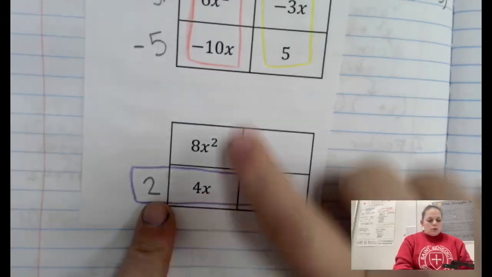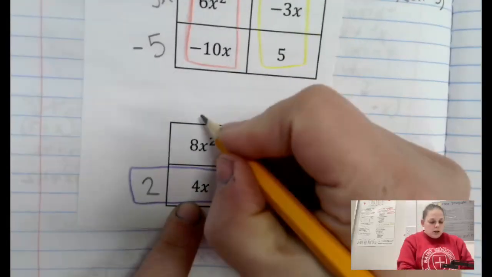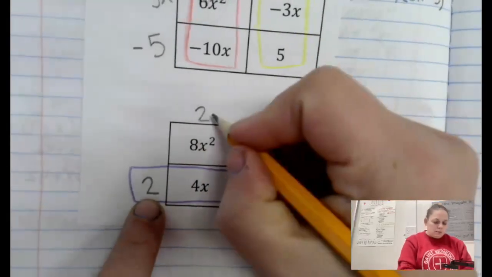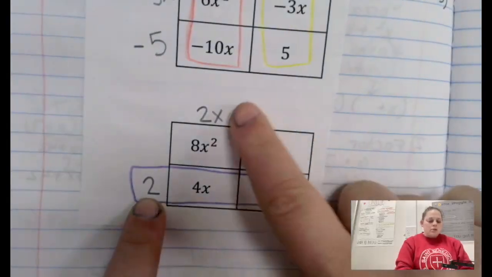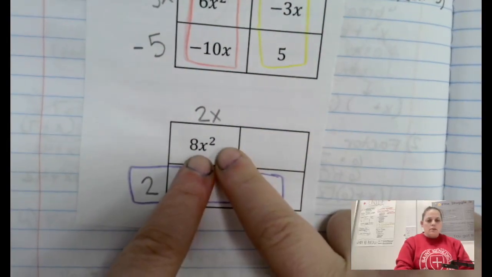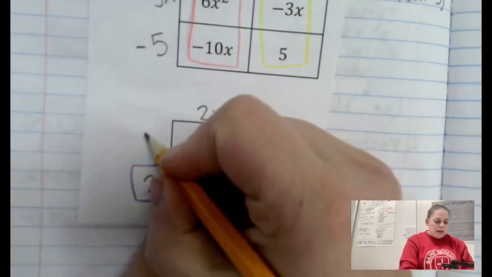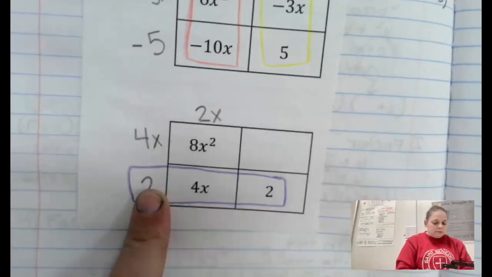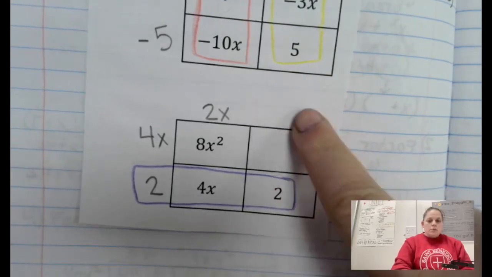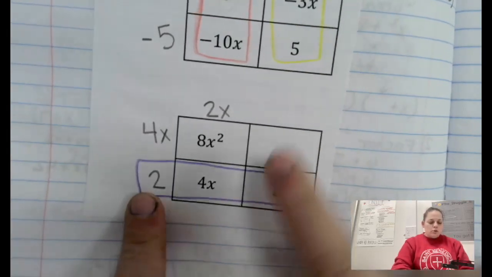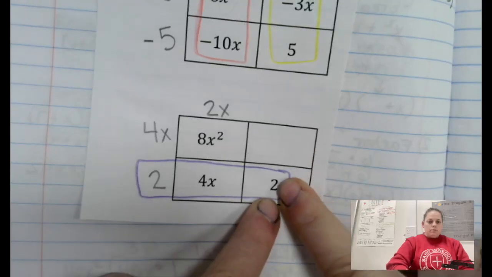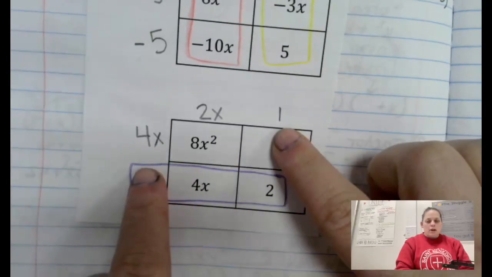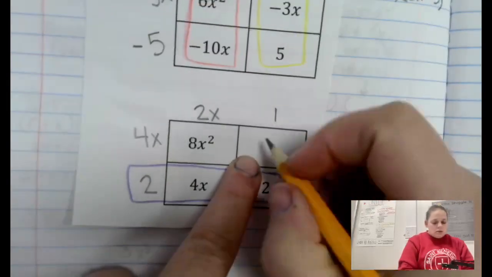Right, and I can think 2 times what is 4? Well, we know that's 2 times 2, but we need an x. Couldn't do an x here, so there must be an x up here. Right, 2x times what is 8x squared? 2 times 4 would be 8. And I need an x squared, so we'll do x. To find this one up here, we can use this idea that we have that 2 down there. 2 times what would give me 2? 2 times 1. So now we can fill in that last box. 4x times 1 is 4x.